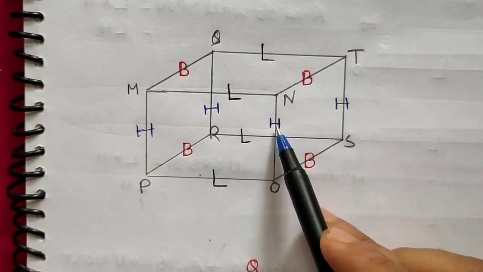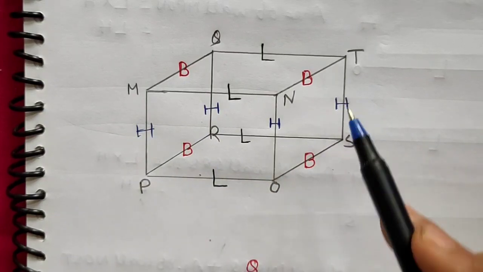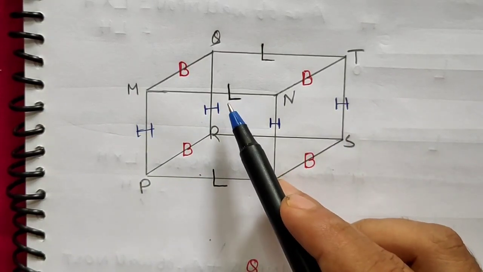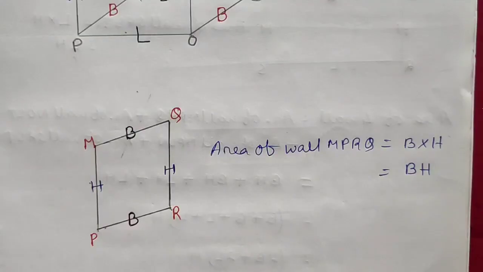Now we will find the area of each wall. See, this is H, this side is also H, and as this is H, this is also H. We will find the area of 4 walls, except the ceiling and the floor. Let us find the area of each wall, and when we have the area of all the walls, we will find the sum, and that will be the area of the 4 walls of a room. So let's start.